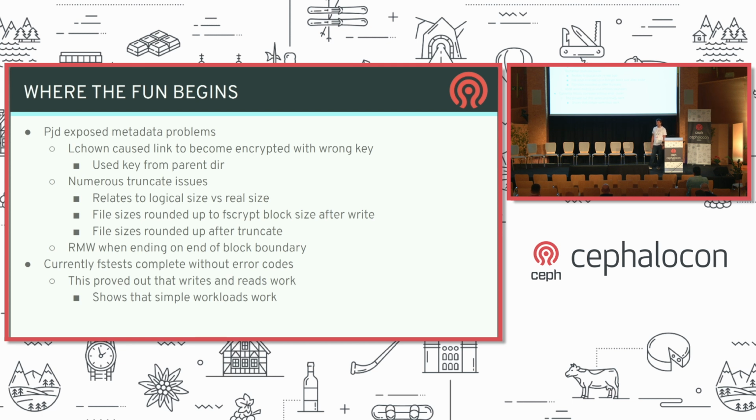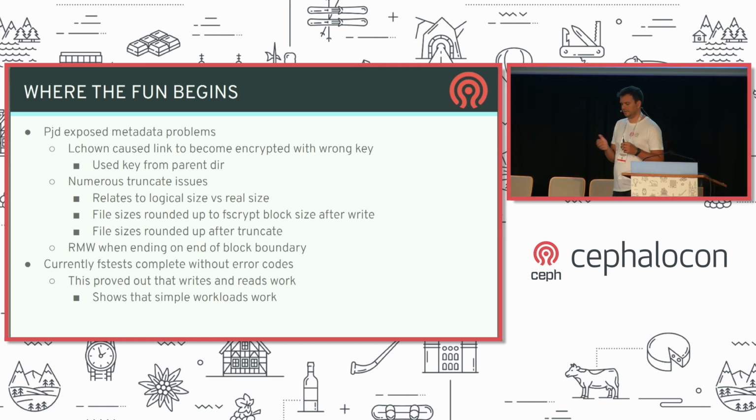File sizes rounded up to the fscrypt block size after write. So for instance, if you write 2 kilobytes, doing a stat, you'll get 4K back when you should actually see the logical size. And then as well with truncate, similar types of behavior. And then there was this really unique one where it was a Boolean logic statement, so a type of, during the read modify write workload, where if it ended at the boundary, that was causing some seg faults.